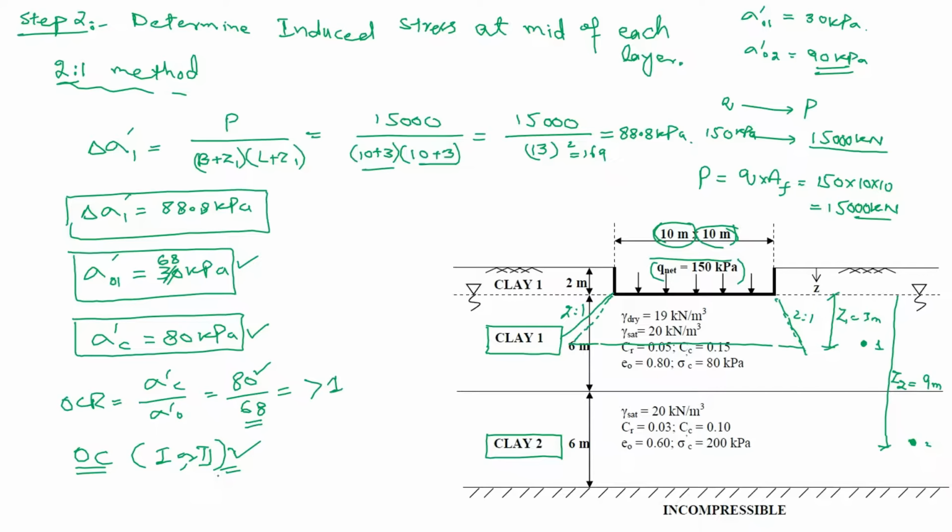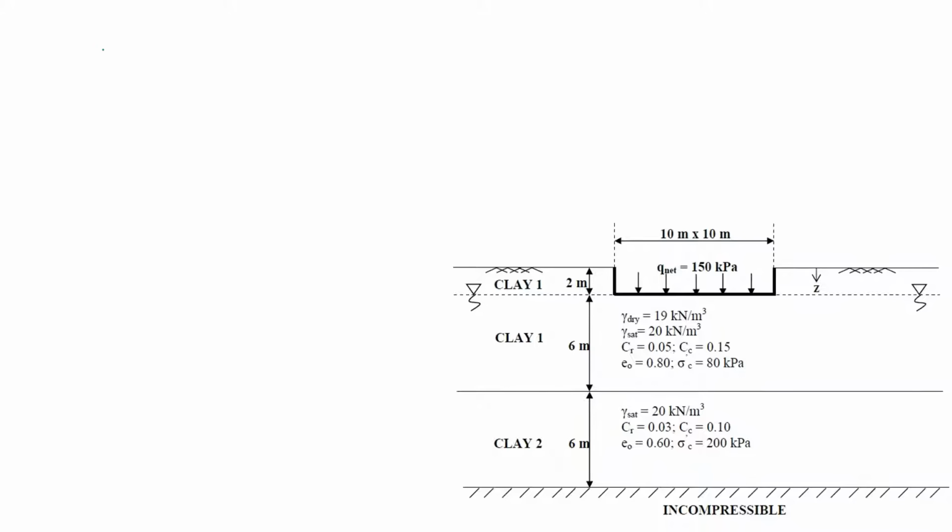So for that value, we want to determine the summation. Simply we will add sigma dash naught 1 plus delta sigma. What is sigma dash naught 1? This is 68 plus what is delta sigma? This is 88.8. This is equal to 156.8 kPa. This is greater than sigma dash C because sigma dash C is only 80.